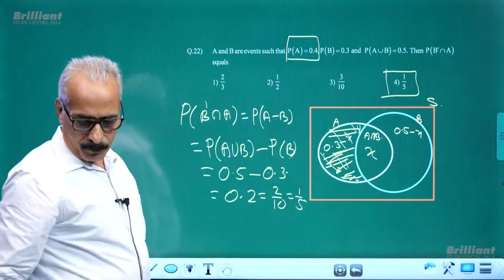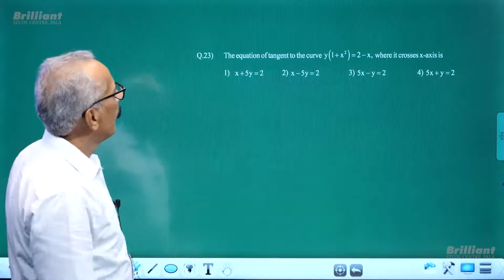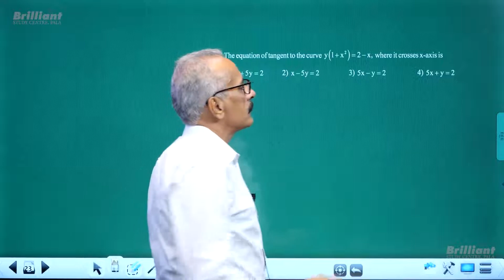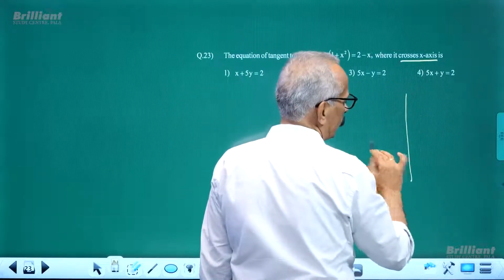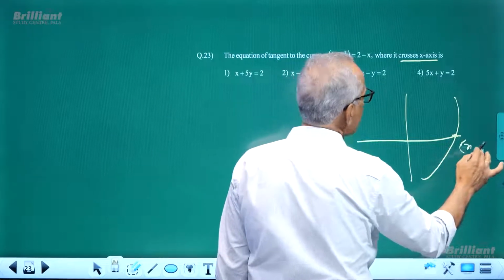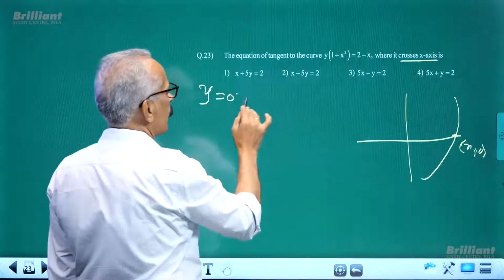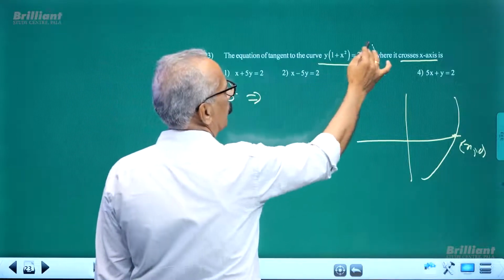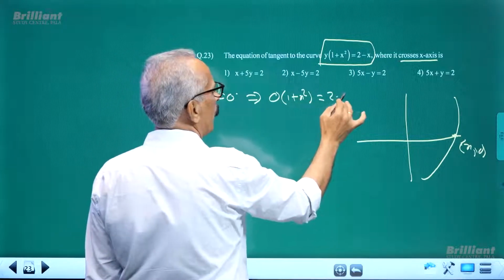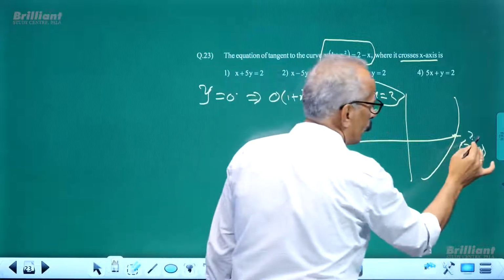Your answer is 4. Question 22, answer 4. Okay. Now you have 23. Next. The equation of tangent to the curve where it crosses the x-axis. A curve crosses the x-axis means your y-coordinate will become 0, the point is x comma 0. Y equal to 0 means substitute in the curve. This is the curve you have. So 0 into 1 plus x square equal to 2 minus x means x is equal to 2. The point is 2 comma 0.